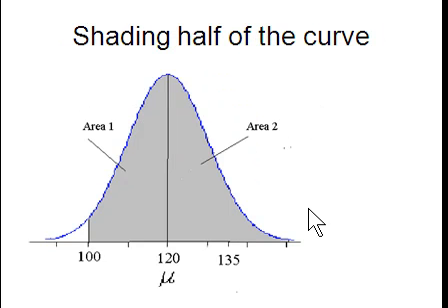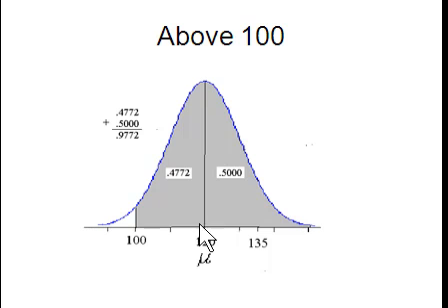What if I wanted to shade half the curve? For example, if I wanted to find the probability of getting a value above 100. This area is above 100, but this entire area, if I'm shading half the curve, half the curve is equal to 50% or 0.5. So I'm just going to add 0.5 to whatever this area is that I can get from the table. And in this case, the probability of getting a value above 100 is 0.9772. This 0.5 plus this 0.4772.